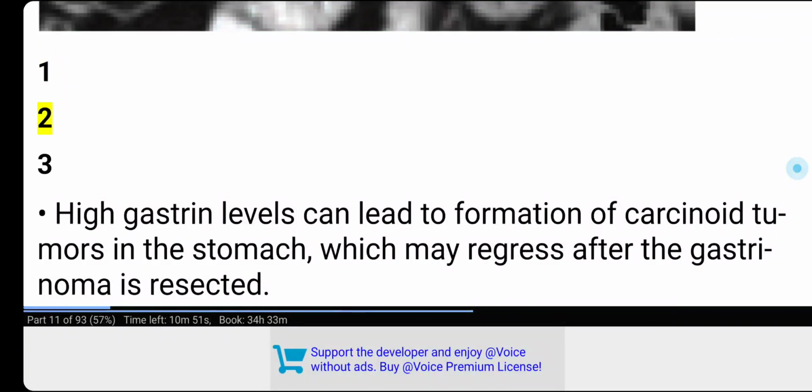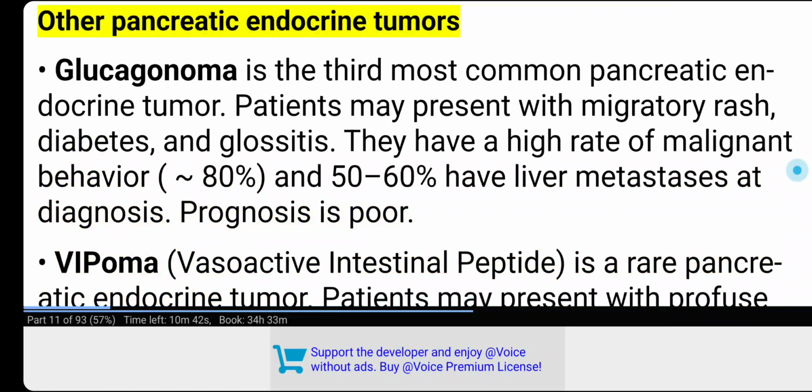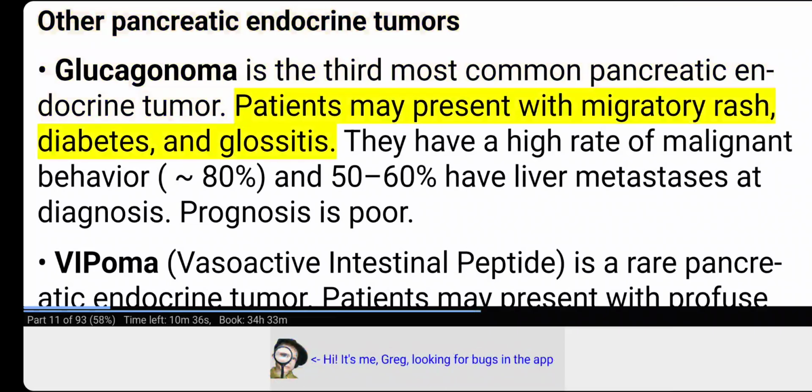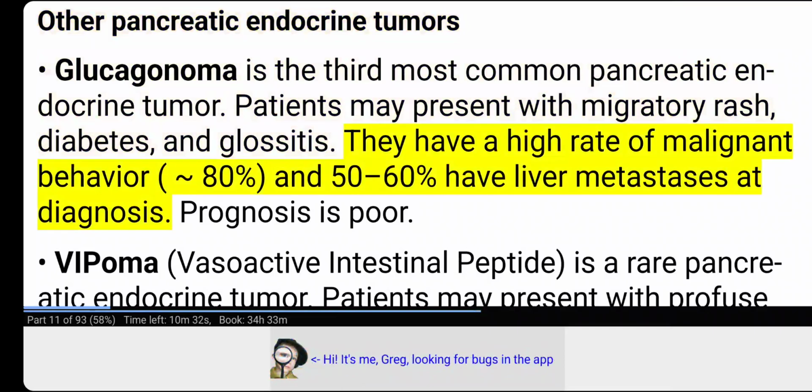High gastrin levels can lead to formation of carcinoid tumors in the stomach, which may regress after the gastrinoma is resected. Other pancreatic endocrine tumors. Glucagonoma is the third most common pancreatic endocrine tumor. Patients may present with migratory rash, diabetes, and glossitis. They have a high rate of malignant behavior, approximately 80%, and 50 to 60% have liver metastasis at diagnosis.